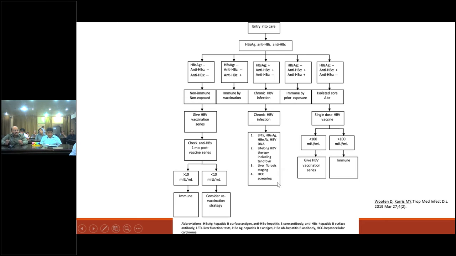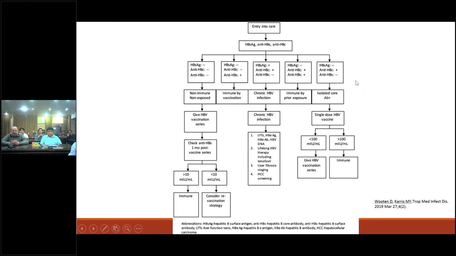After somebody receives the vaccine for hepatitis B, we need to check a month later to confirm that they developed immunity against that vaccine. We will be measuring the levels of the antibodies. If it's more than 10, we consider the patient immune. If it's less than 10, this person needs to be revaccinated, and I'll be talking about that further.